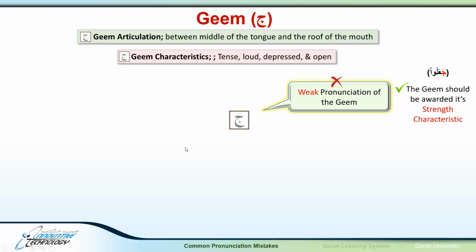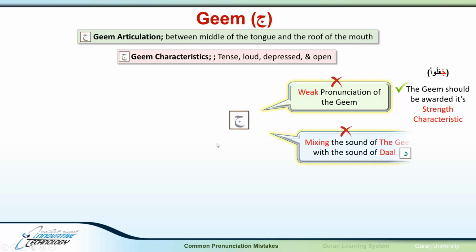Ja'alu. Now, another mistake is mixing the sound of the jim with the sound of dal. This is the dal. Example, يَجْمَعُونَ. And this is wrong. The right way of pronouncing it is like this. يَجْمَعُونَ. So make sure not to mix the sound of the jim with that of the dal.